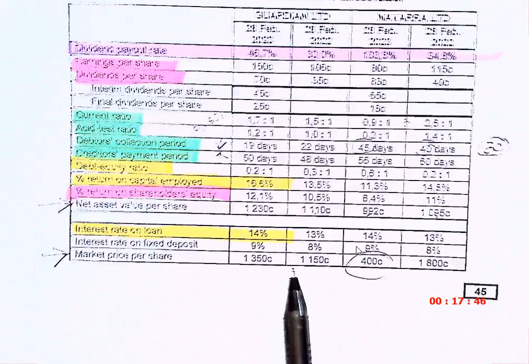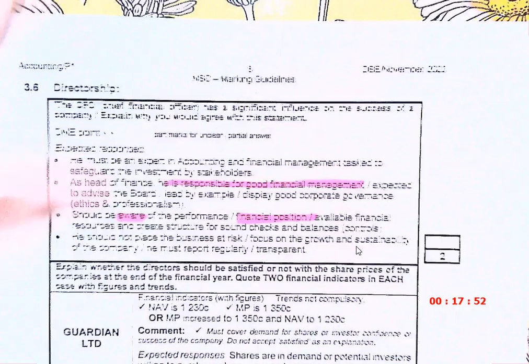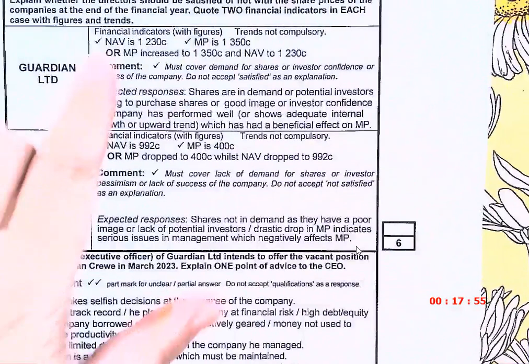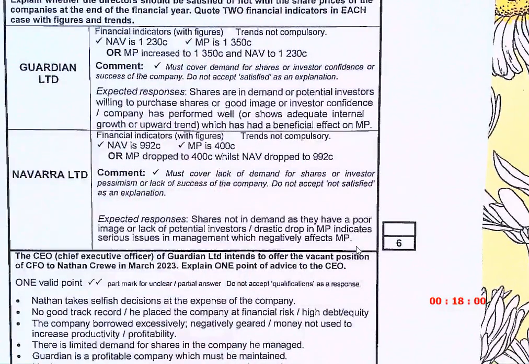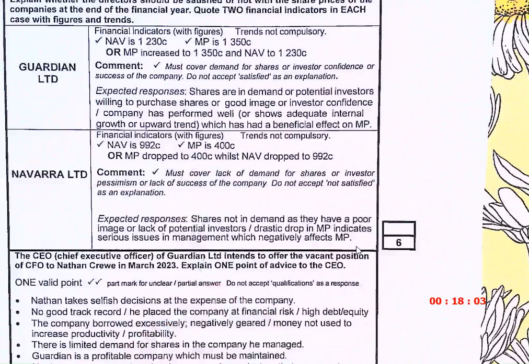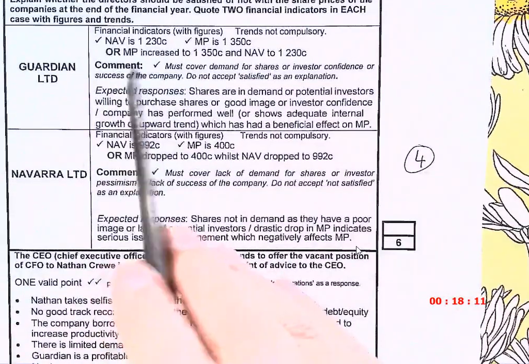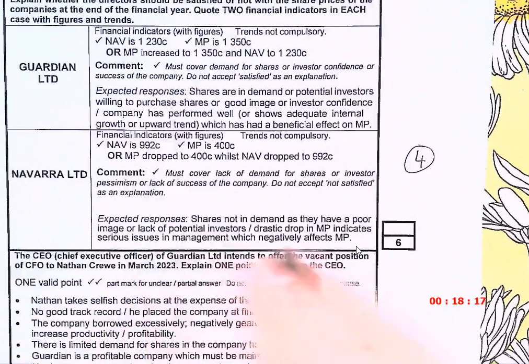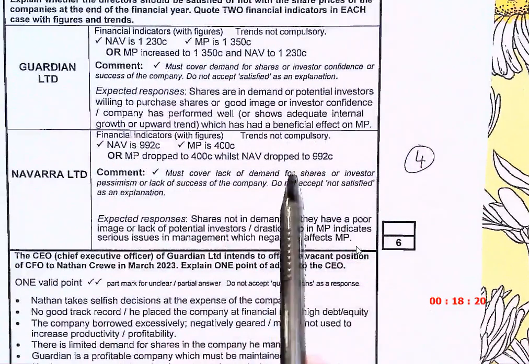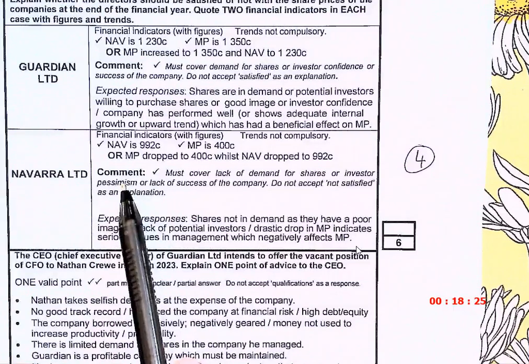So now they don't ask you anything, they just ask you to quote 2 indicators. So, can you see NAV, market price, 2 marks already. Okay, so that gives me 4 marks. The NAV increased and increased, decreased, decreased. Okay. So now, they want a comment. I'm sorry, I was wrong. They want a comment.